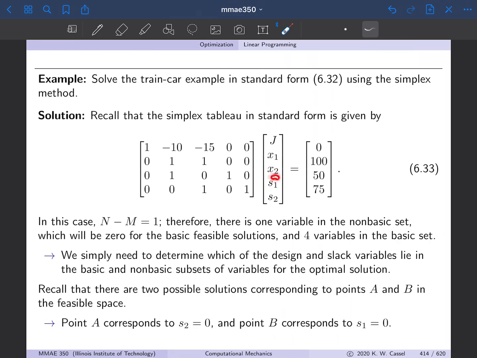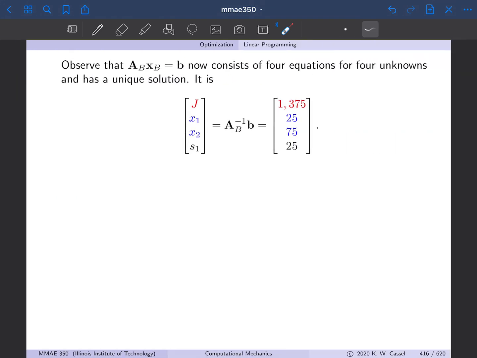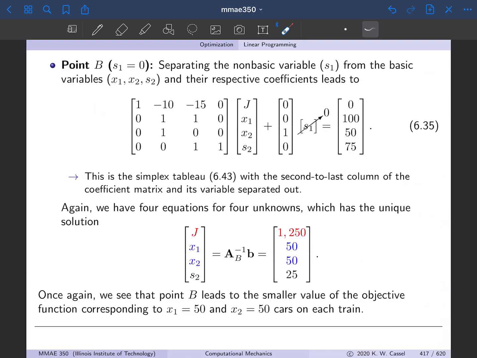We're going to take out the S1 variable, which is the second to last one. So the coefficients of that will be the second to last column in the matrix. And then everything else will be what's left. So here is the 4 by 4 matrix. When you take out the second to last column, then that's J, X1, X2, S2. And we've taken out the S1 variable and its corresponding coefficients. And then that's equal to the right-hand side as before.